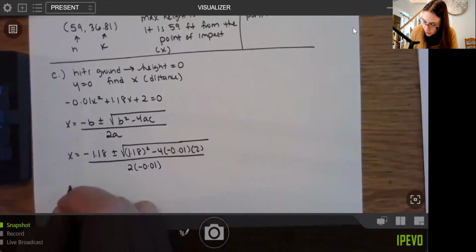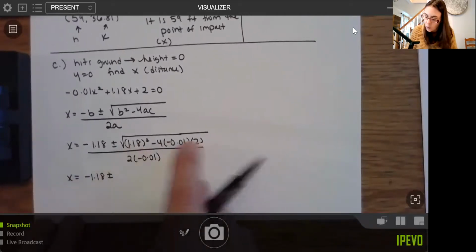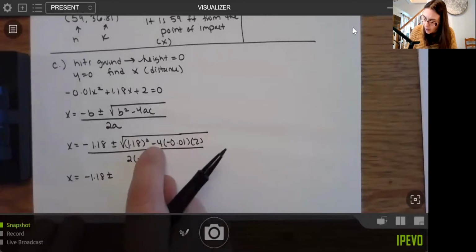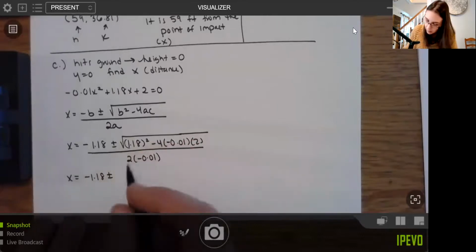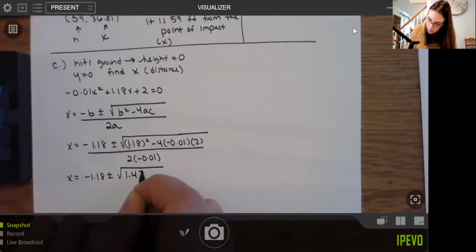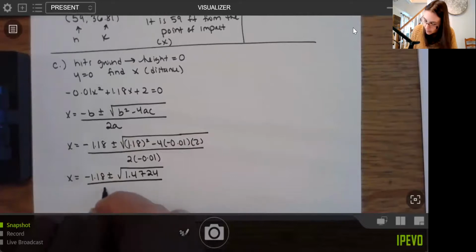Again, I just use my calculator, so I'm going to skip a couple steps, but try out the simplifying at home. So on the inside of the root, when you square this and then multiply this all out, you're going to end up canceling the negative, so you'll be adding with a positive here. You end up getting 1.4724 inside that root. And then in your denominator, you have negative 0.02.